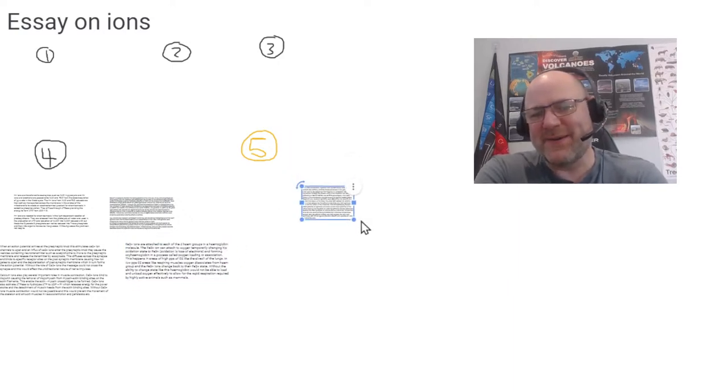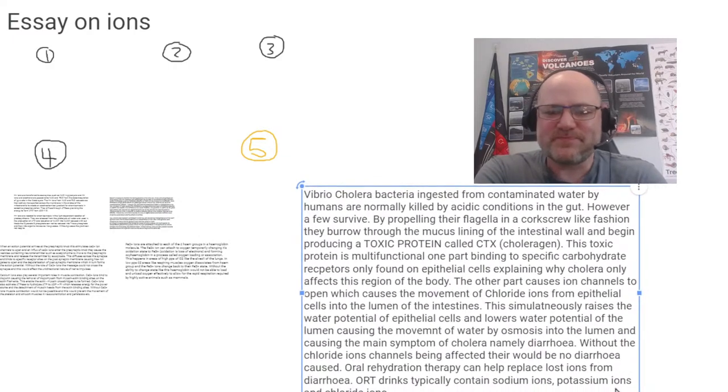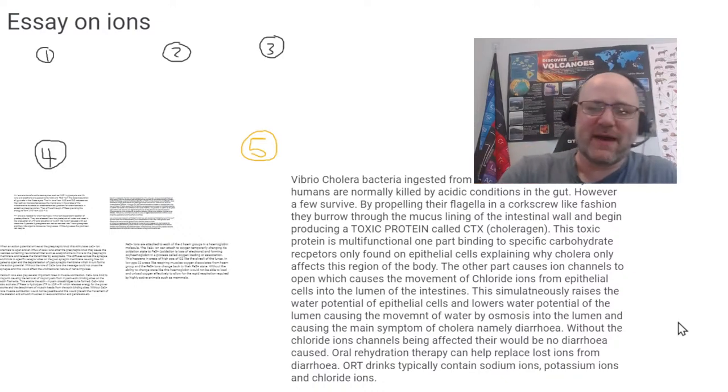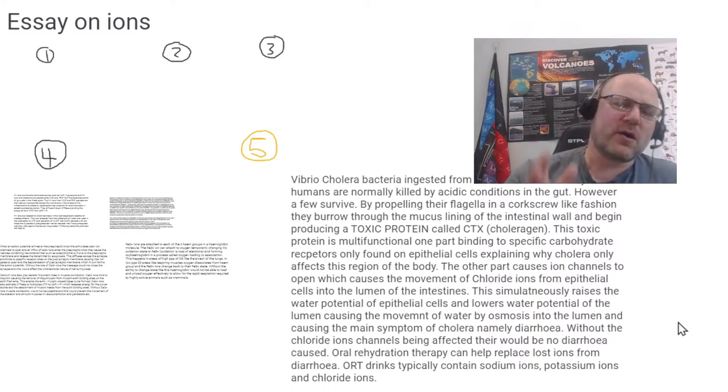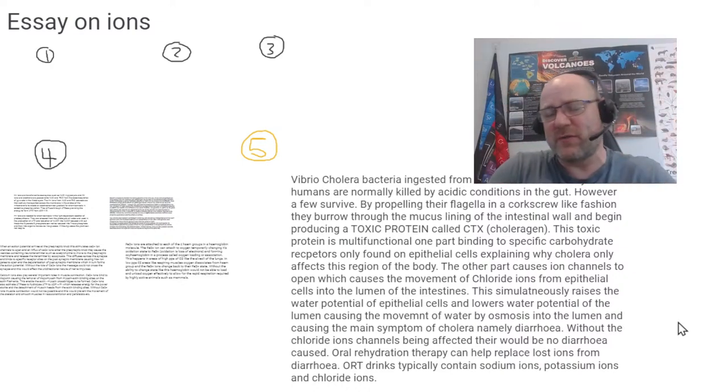Now comes your extra paragraph, so you can get this down if you want. This is an extra paragraph on cholera. How does this link to inorganic ions? Well, cholera uses chloride ions in order to give you the symptoms of cholera, like diarrhea. Cholera involves the transport of chloride ions, and you can read all that stuff there.